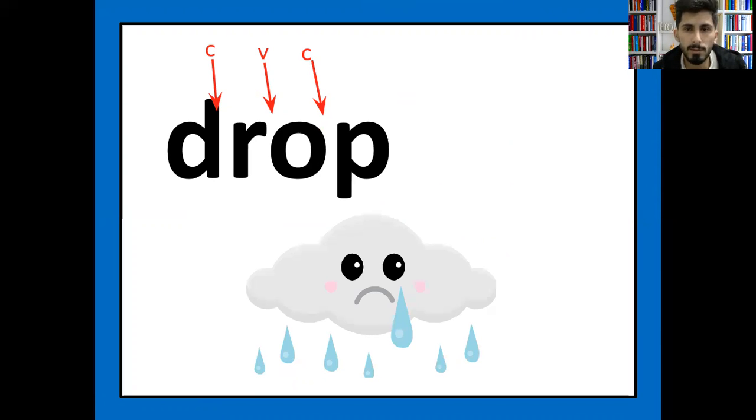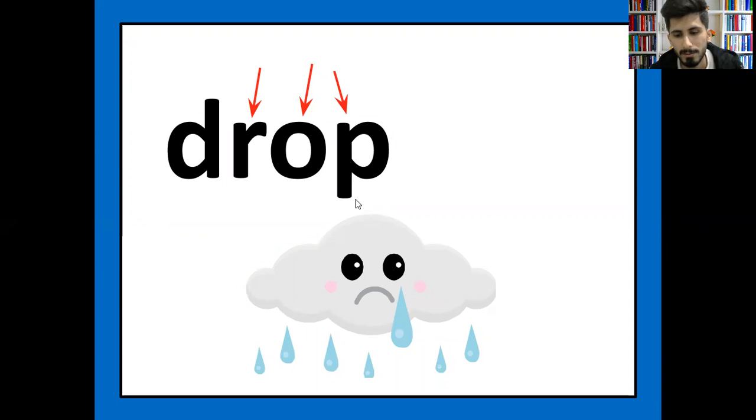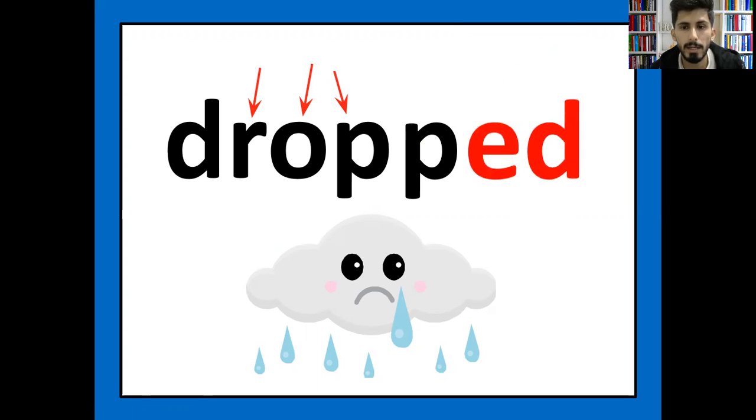Look at this. Okay, let me just clear all drawings. Look at this example. We've got drop, drop. Here we've got consonant, then vowel, then consonant. Then in this case, what happens? Can you say? Good. First of all, we duplicate letter P. It will be double P. Then after that, we add ed.